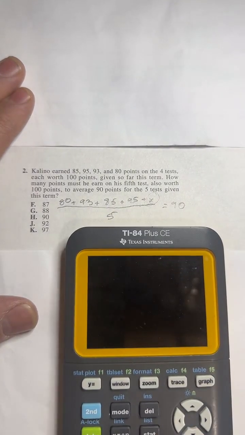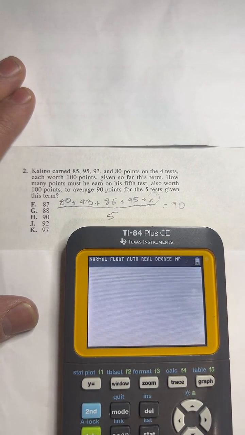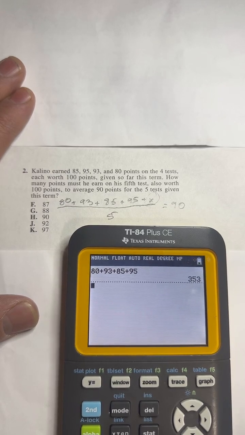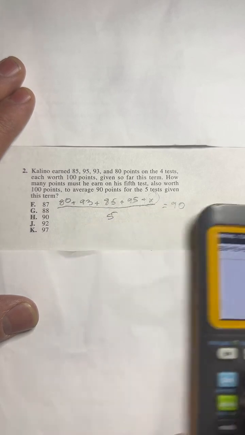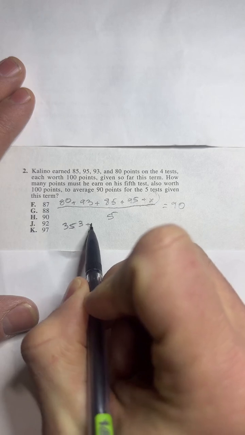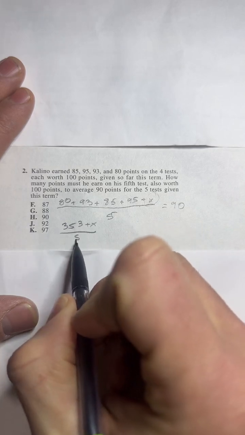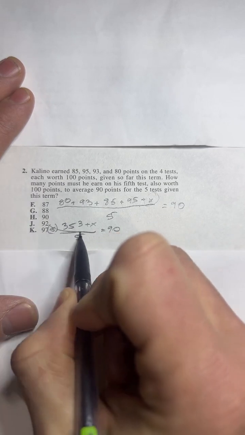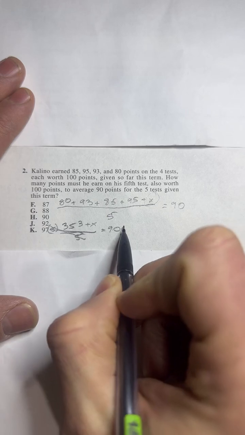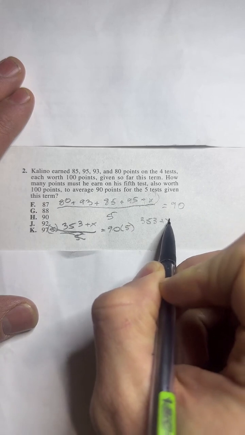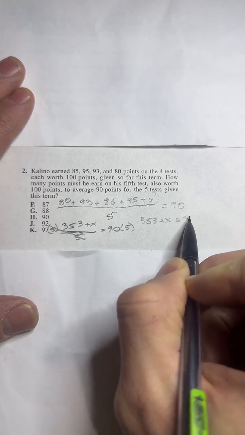So go ahead and turn on this. Hey, don't look at my calculator history. I got 80 plus 93 plus 85 plus 95, so it looks like I have 353. So this is 353 plus x divided by 5 equals 90. Now I'm going to multiply by 5, so I get 353 plus x equals 450.